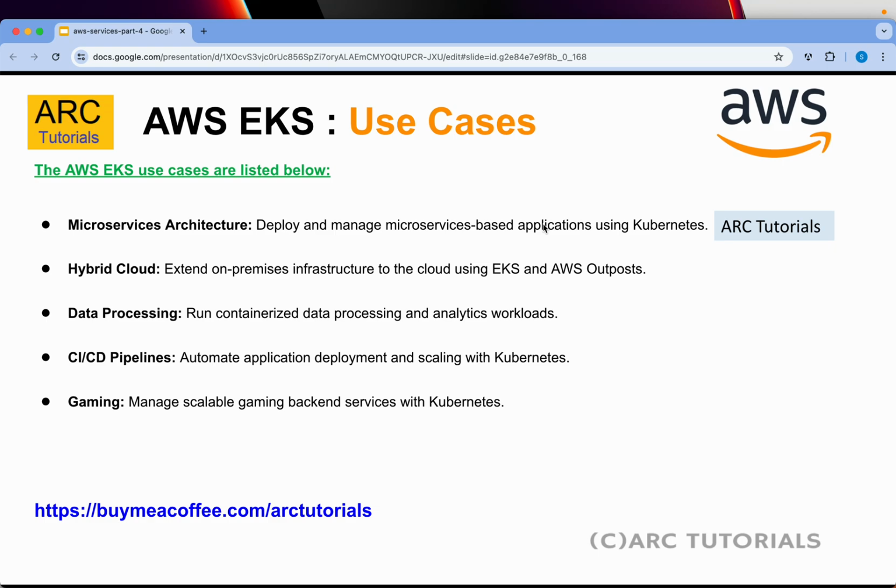Now let's talk about some of the use cases where you will learn or implement EKS, which is a managed Kubernetes control plane. Especially when you're working in a top tier enterprise company with a complex setup, you will need to deploy and manage large scale microservices based applications like Kubernetes. Hybrid cloud: extend on-premises infrastructure to the cloud using EKS or AWS Outposts. Data processing: you can run heavy containerized data processing and analytics workloads. CI/CD pipelines, of course: when we talk about Kubernetes, we do automatic application deployments and scaling using Kubernetes. Online gaming is yet another large scale implementation of Kubernetes. Those are some of the commonly used cases that you find in enterprises.